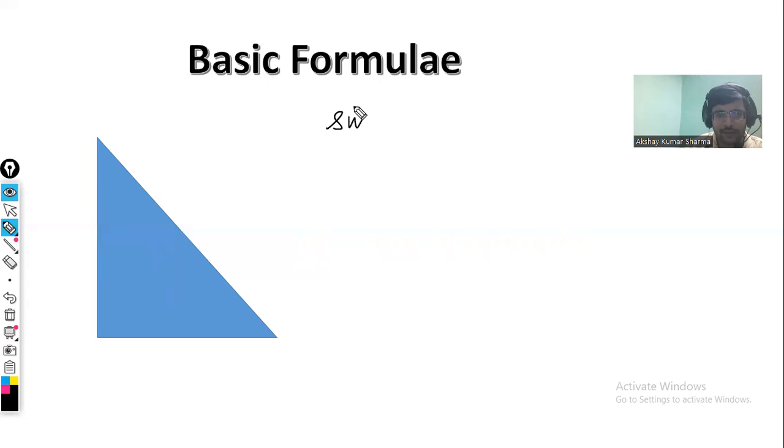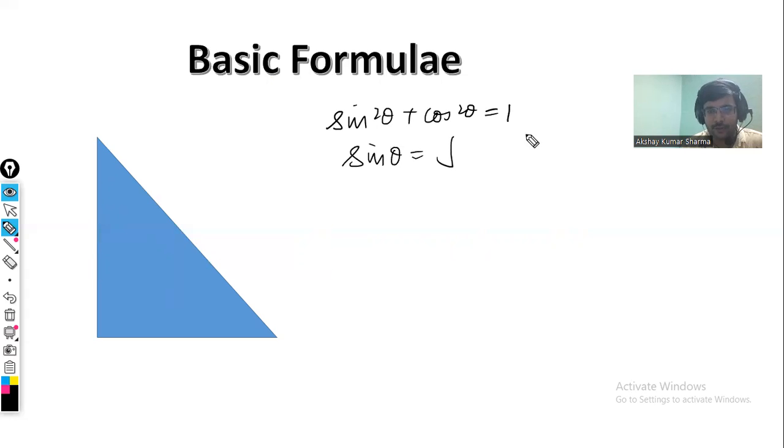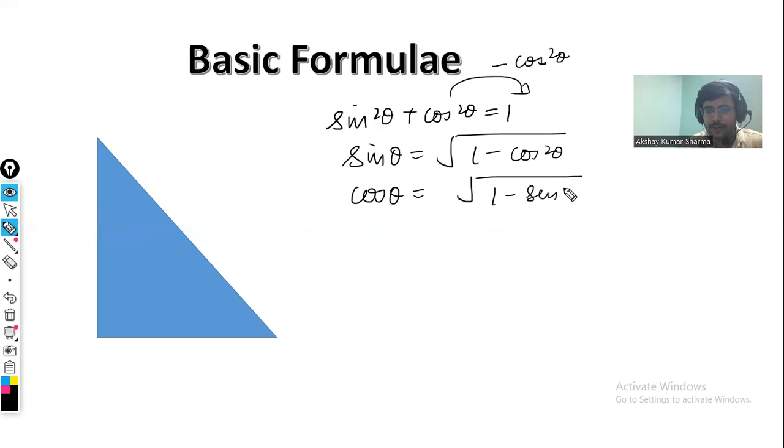That is sine squared theta plus cos squared theta equals how much? One. Quickly, we can write it like this: sine theta can be written as root over 1 minus cos squared theta. I have brought the cos squared over there, so that becomes minus cos squared theta, and then I am removing the square. Similarly, we can write for the cos as well. Cos theta can be written as root over 1 minus sine squared theta.